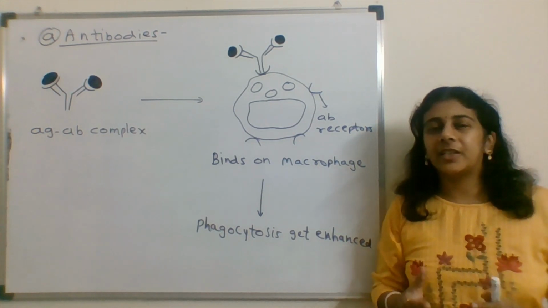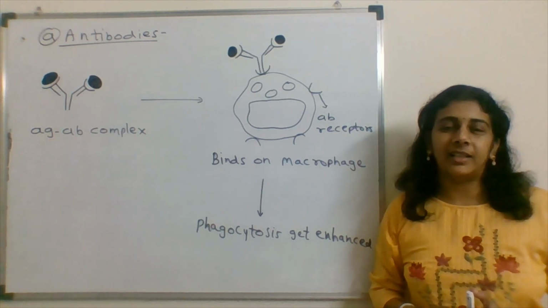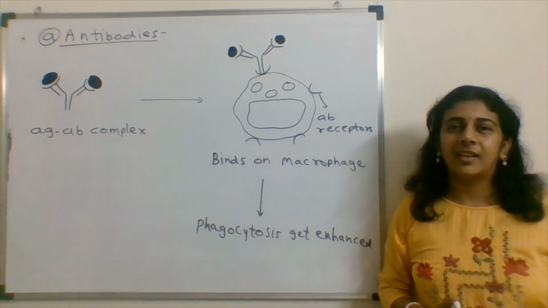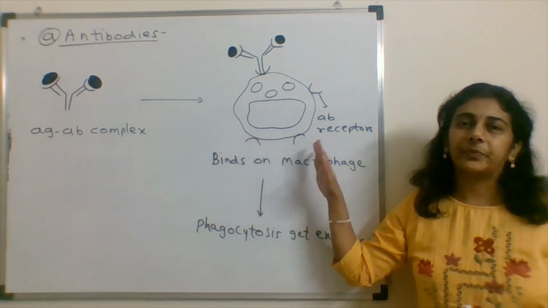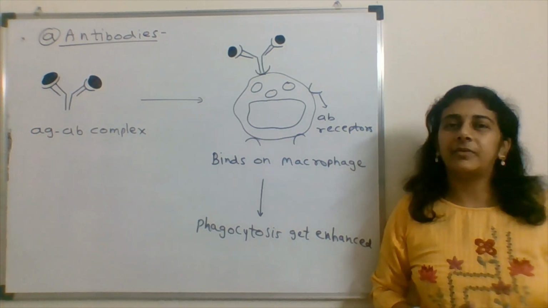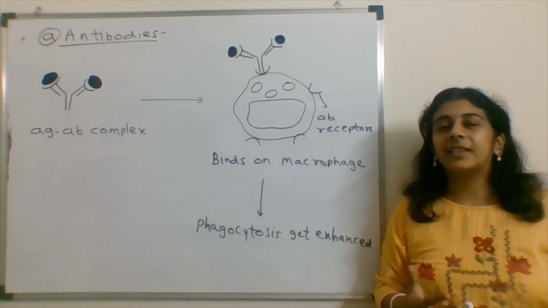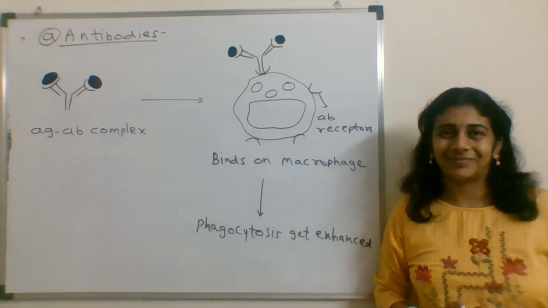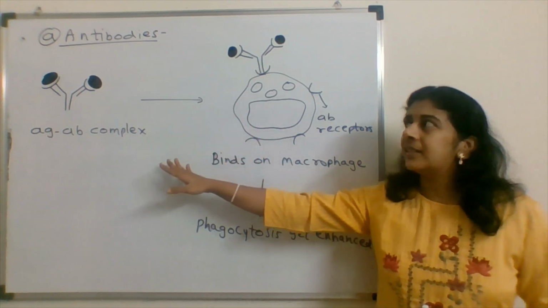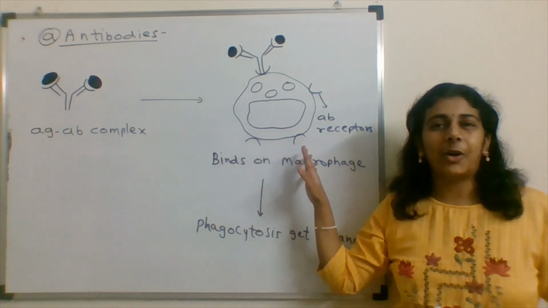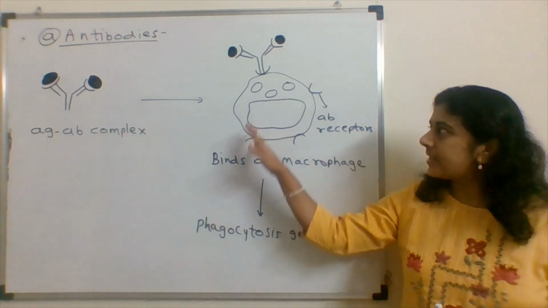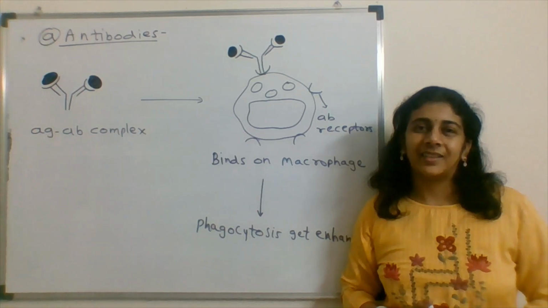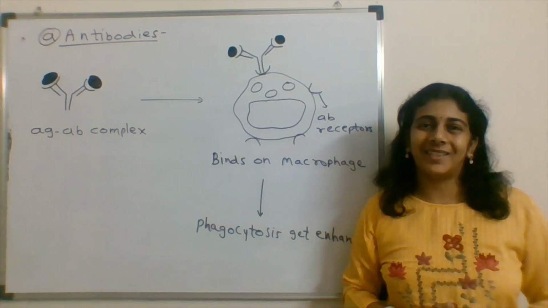If the macrophage itself traps the bacteria, then also it performs the phagocytosis, but here the rate of phagocytosis is enhanced 4,000 fold. Now here this antibody is called an opsonine, and this process of engulfing the antigen antibody complex by the macrophages is called opsonization.